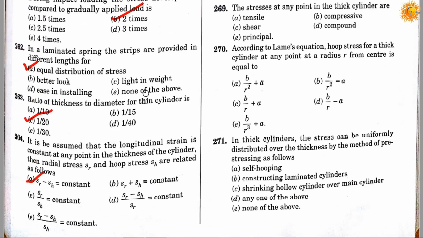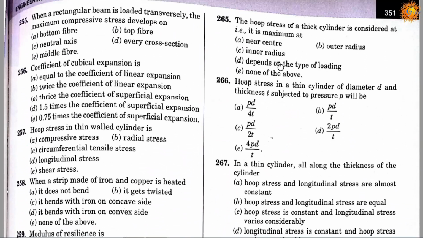Question number 265. The hoop stress of a thick cylinder is a maximum at: option A, near center; option B, outer radius; option C, inner radius; option D, depends on the type of loading; option E, none of the above. Correct answer is C, it will be inner radius.